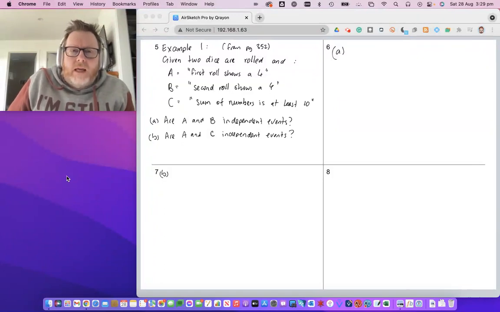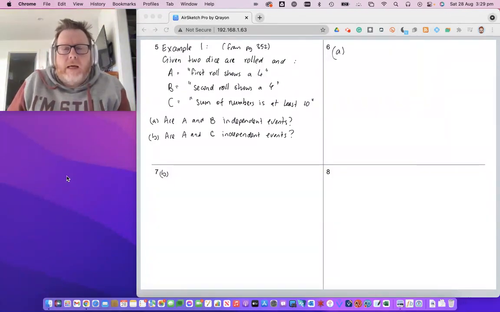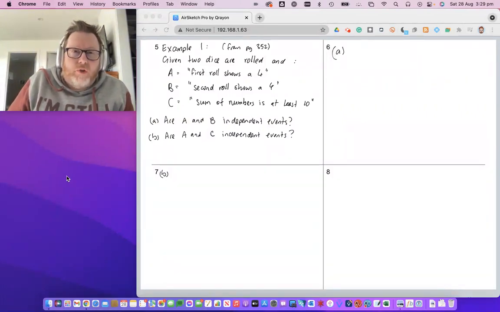Now, looking at part A there, you'd have to say that, logically speaking, A and B are independent because the roll of the first die would not affect the second die and vice versa. So there's a sense there that they're independent events if you think about the physical context. But we can use our calculations to confirm what we think is true.